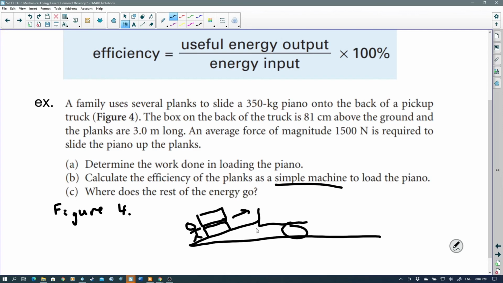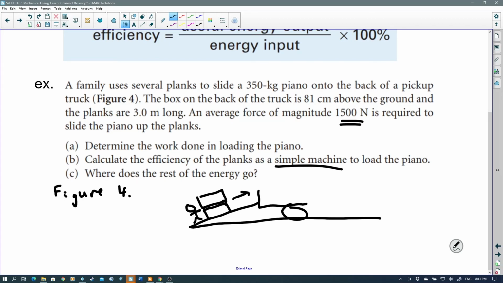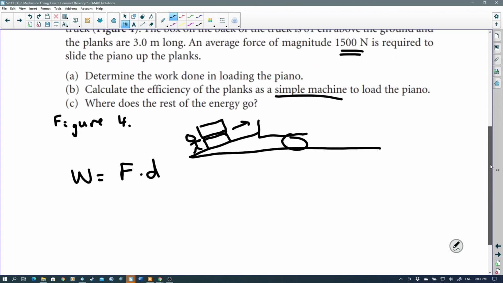So instead of lifting the piano straight up from the ground into the truck, that's what the plank is doing. However, we're losing some energy by doing that. So let's discuss how we figure that out. Well, you'll notice that they tell you what the average force is to slide the piano up the planks. Remember that work is equal to force times displacement, and work is just another way of talking about energy. So if we figure out how much work is being done here, it's 1500 newtons times the displacement, or the distance traveled, which is 3 meters.